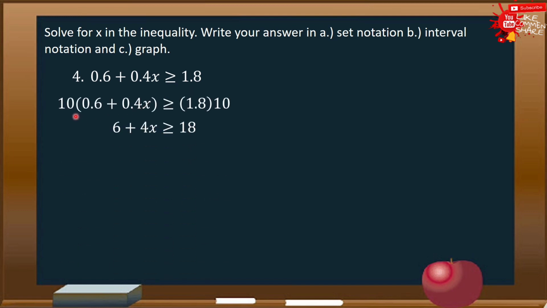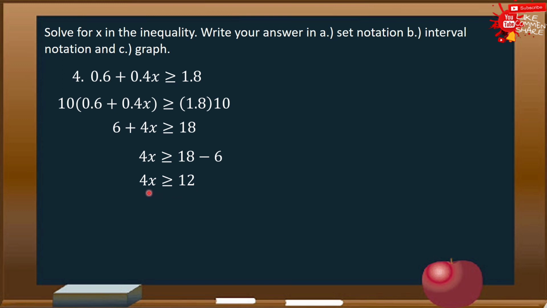So, we will have now 10 times 0.6, which is 6. 10 times positive 0.4x is positive 4x, then is greater than or equal to. Then 1.8 times 10 is 18. Then, we need to rewrite 6 on the other side because the left side is the variable and the right side is the constant. So, we will now have 4x is greater than or equal to 18. Then, take the opposite of 6, which is negative 6. Then, simplify by combining similar terms. So, we have here 4x is greater than or equal to 18 minus 6 is 12.